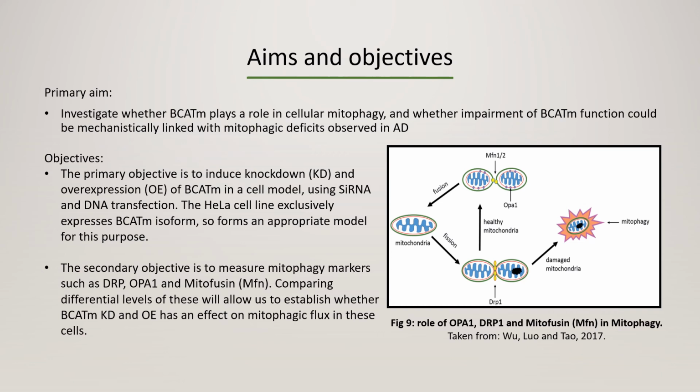The secondary objective is to measure mitophagy markers such as DRP1, OPA1, and mitofusin. Comparing differential levels of these will allow us to establish whether knockdown and overexpression of BCATm has an effect on mitophagic flux in these cells. In Figure 9, you see a general representation of mitophagy and how the markers DRP1, OPA1, and mitofusin can be used to figure out the levels of mitophagic flux happening.